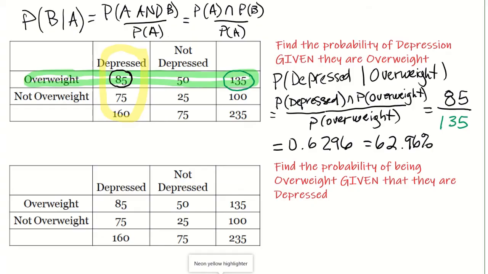So let's do this same thing with our next question. The next question says, find the probability of being overweight given that they are depressed. So this is asking for just the reverse probability. We want the probability that someone is going to be overweight given that they've identified as being depressed.